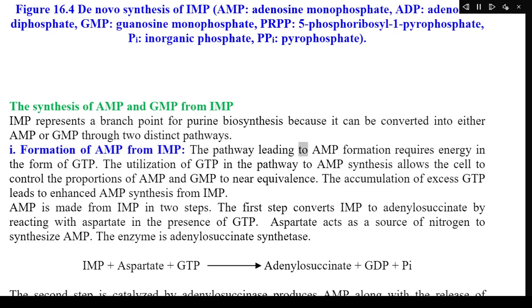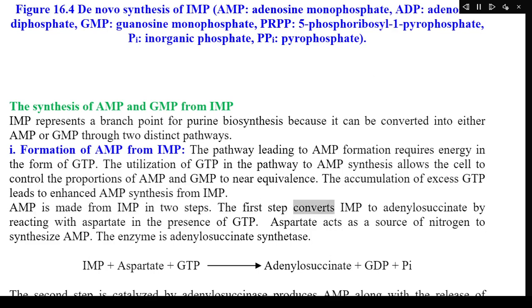The pathway leading to AMP formation requires energy in the form of GTP. The utilization of GTP in the pathway to AMP synthesis allows the cell to control the proportions of AMP and GMP to near equivalence. The accumulation of excess GTP leads to enhanced AMP synthesis from IMP. AMP is made from IMP in two steps.